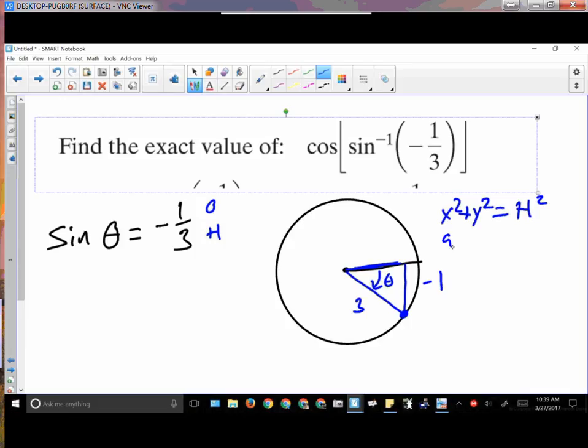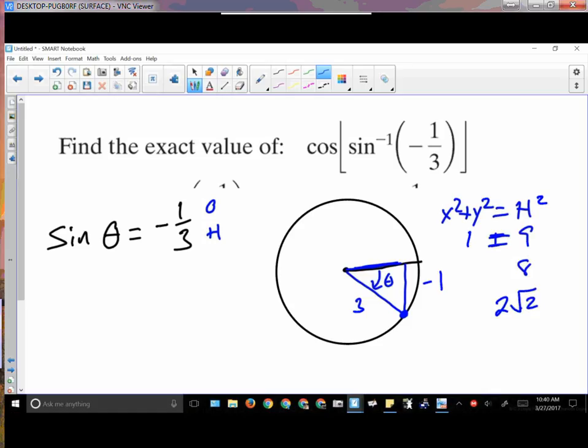we end up with 9. Oops, sorry. 1 plus something is equal to 9. So that means that I've got 8 over here, correct? Which means that it's going to be 2 square root 2. Correct? So I know that this distance here is 2 square root 2. So the inverse of this brings us to some theta. Okay?